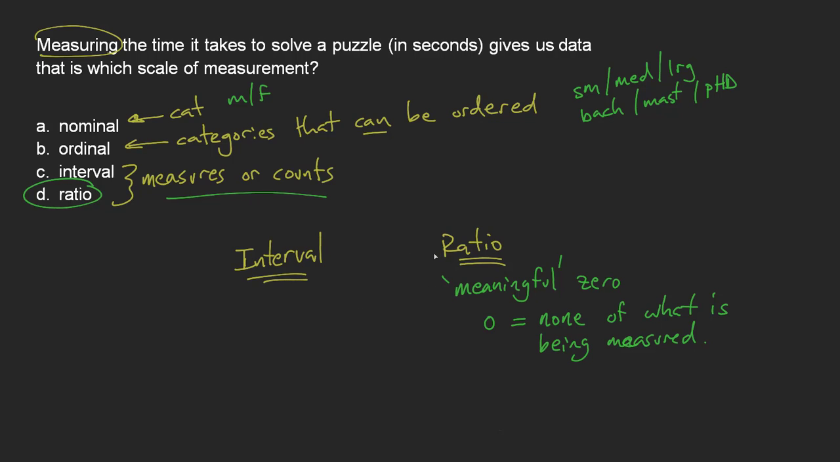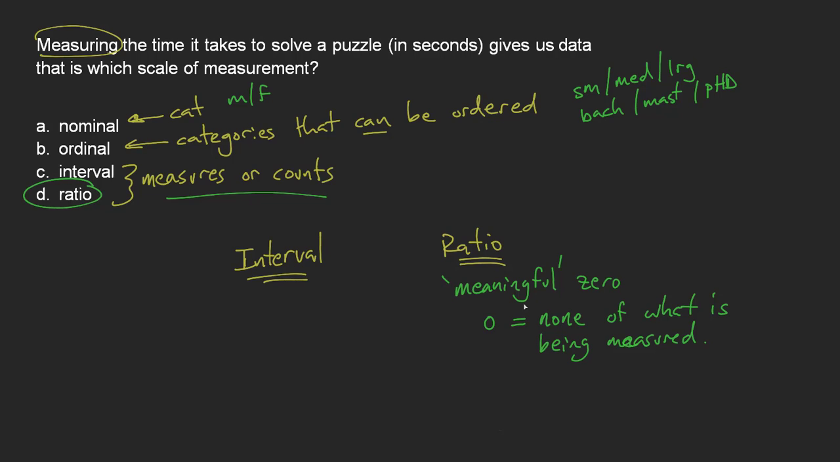So what does that mean? Well, imagine, what does it say here? It says, measuring the time it takes to solve a puzzle in seconds. What if you've already solved the puzzle? What if at the beginning of this test, you make it known that you actually already have solved the puzzle before they even start clocking your time, before they start measuring the time? Well, then that would mean that the actual collected data would be 0 in your case. And 0 would literally mean that it took no time.